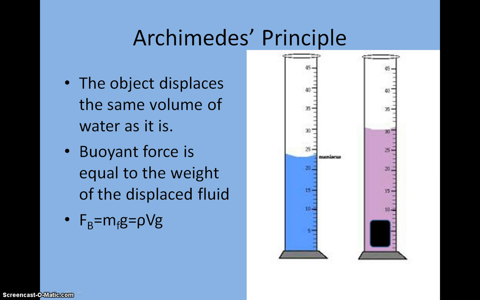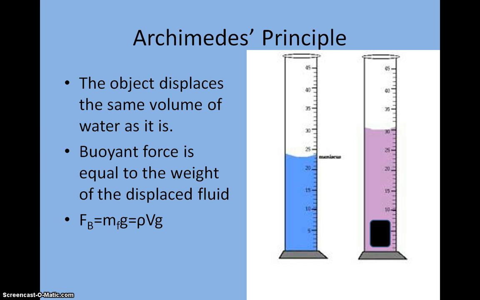So here I have a graduated cylinder. It's at about 23 milliliters. And when I put this object in here, the water level rises to 30 milliliters. So I know that the volume of this object is 7 milliliters.